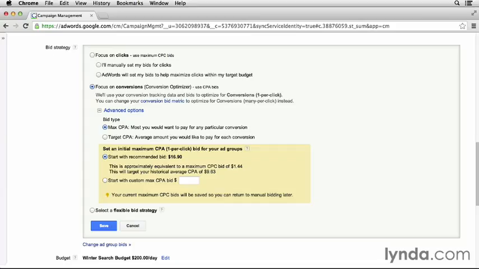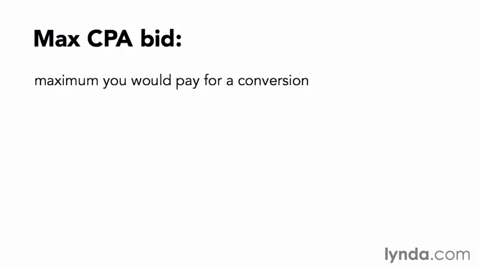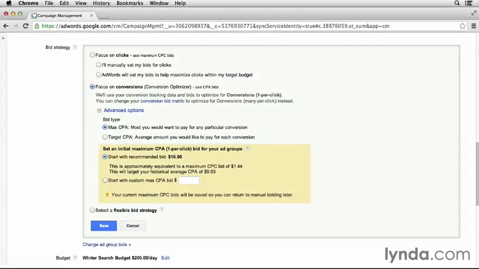With the Conversion Optimizer, you have two choices: a max CPA bid or a target CPA bid. With max cost per acquisition bids, we're talking about the absolute maximum you'd be willing to pay for a conversion. And remember, just like with CPC max bids, what you actually end up paying for these conversions can end up being quite a bit different. Here, you can choose one of two settings. First, you can use the recommended maximum bid that AdWords figures out for you based on your past conversion rate and your current CPC bids. And if that doesn't work for you, you can use a custom bid instead.